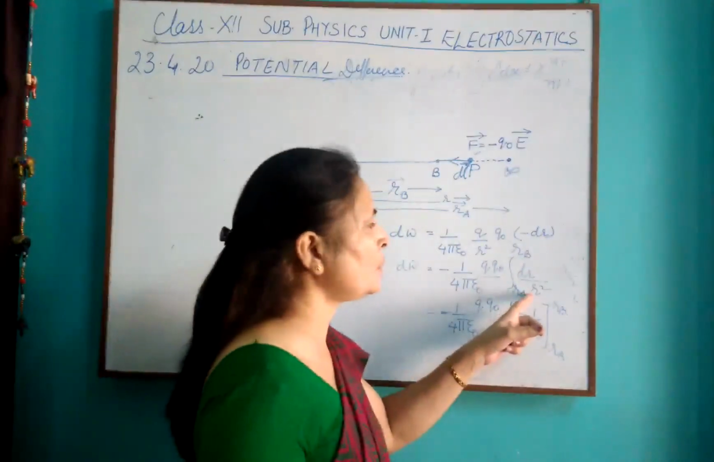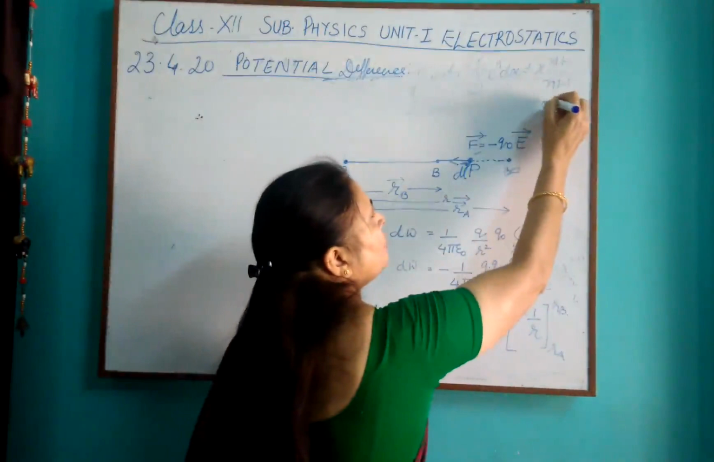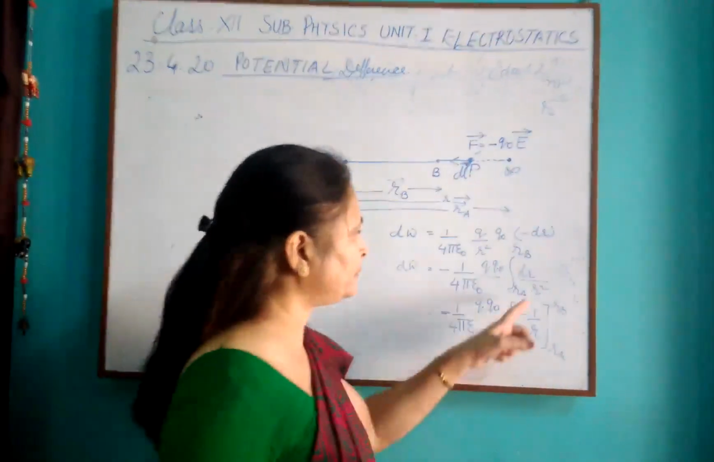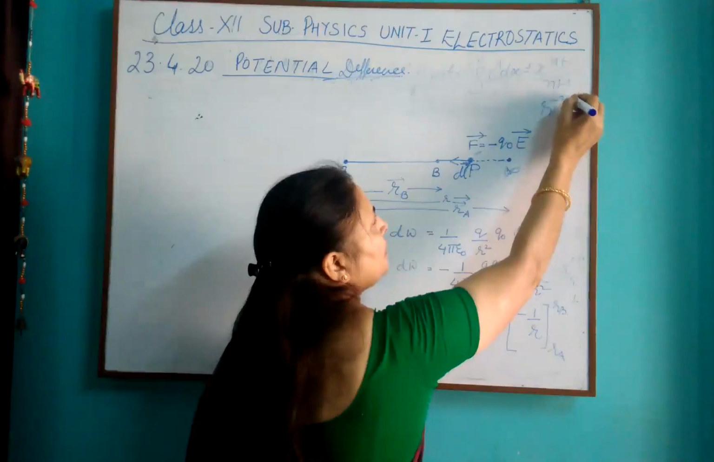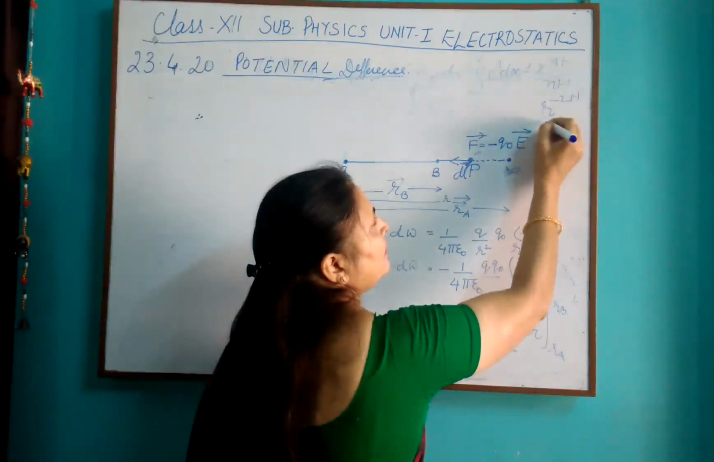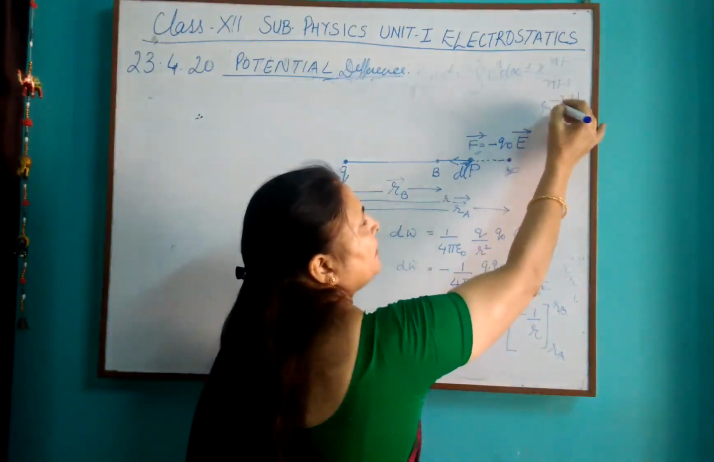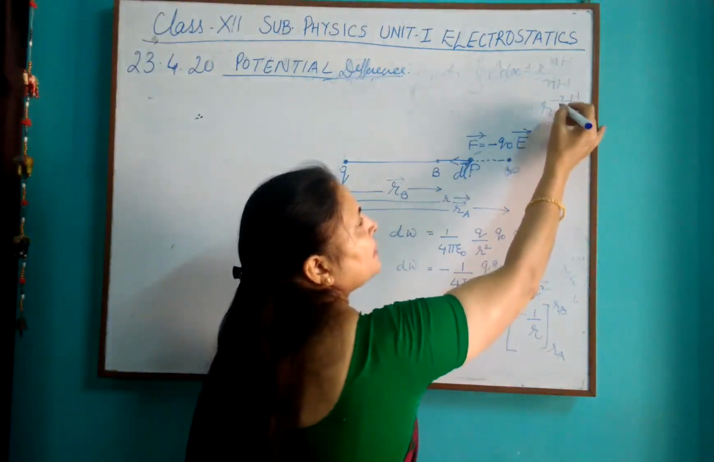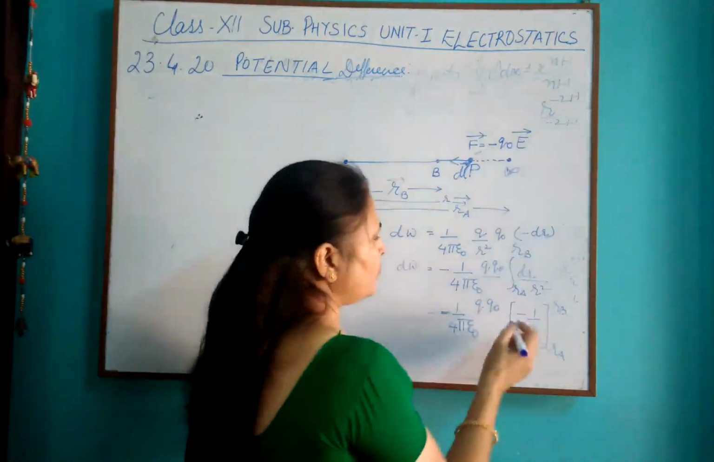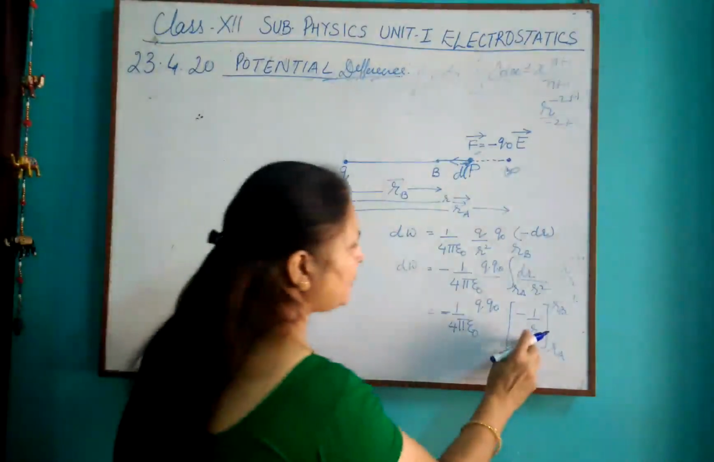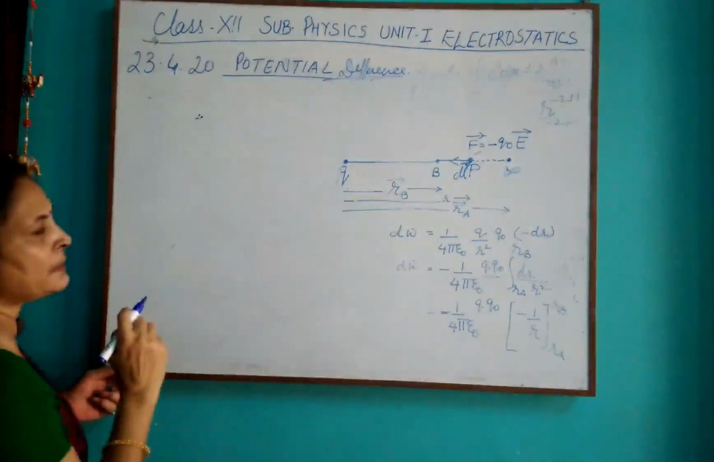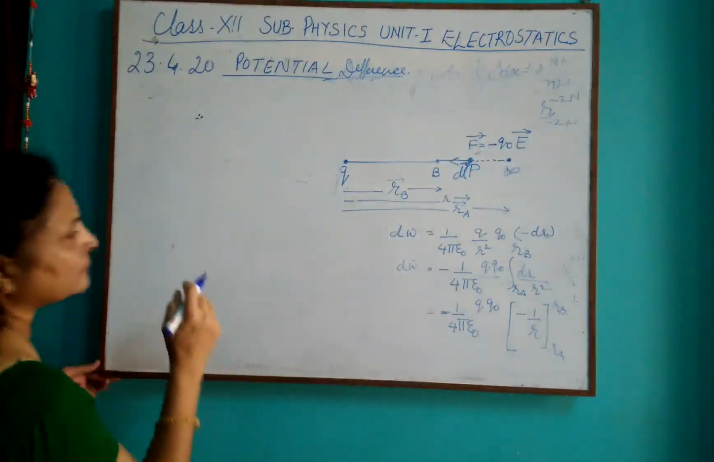So here what we are going to get? R to the power minus 2. And r to the power minus 2 will give me integration r to the power minus 2 plus 1, upon minus 2 plus 1. That will give me r to the power minus 1 upon minus 1. So minus 1 upon r. This will be the integration. We will substitute the limits. So what am I going to get?